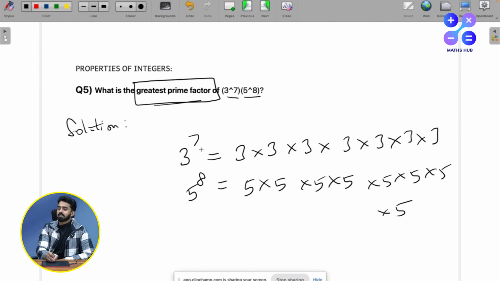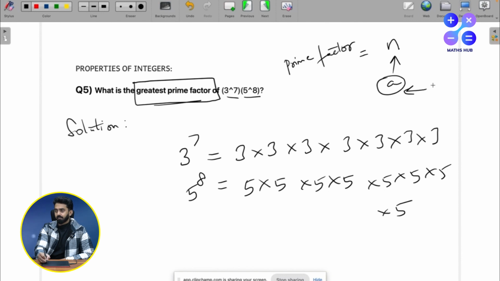So let's refresh our understanding of what is a prime factor. A prime factor is any number which is a factor of a given number, let's say a number n, and let's say a is a prime factor of n. So a, first of all, has to be prime. Correct? And what do you mean by prime? Which means that a will not have any factor apart from itself, let's say a and 1. So apart from 1 and a, it should not have any other factor, right?